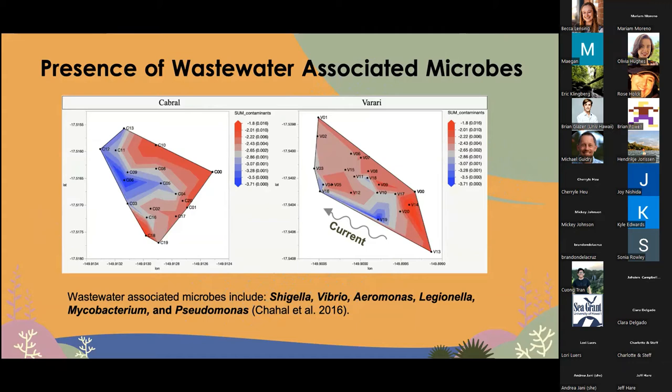And in the case of Viriari, they appear to be following that same current pattern that the nutrient concentrations did. So this makes me think that both the presence of the wastewater pathogens and the possible nutrients that could be coming from that wastewater might be anthropogenic in origin.